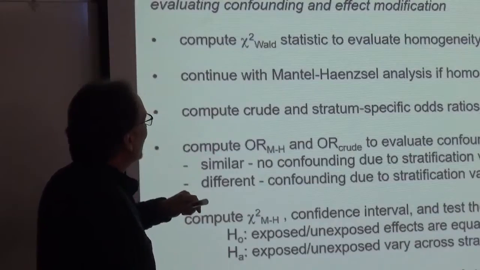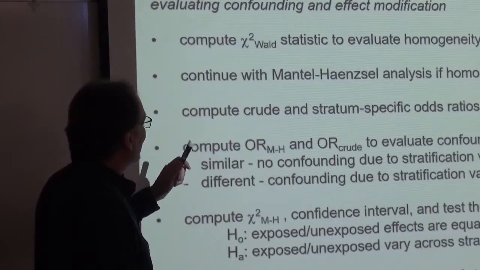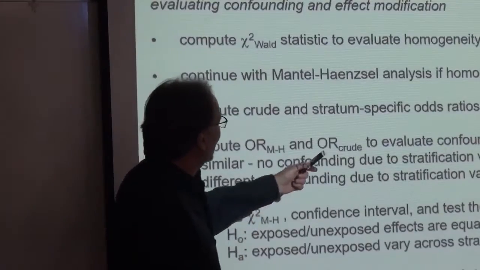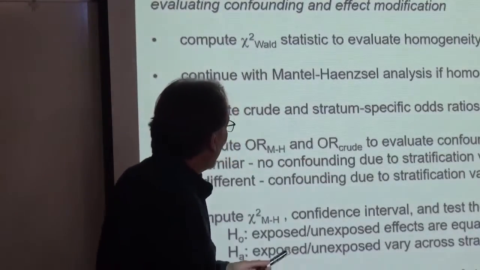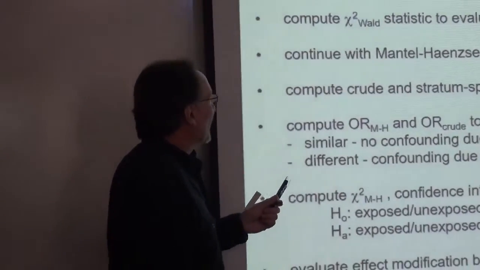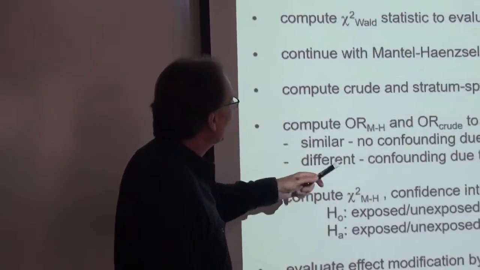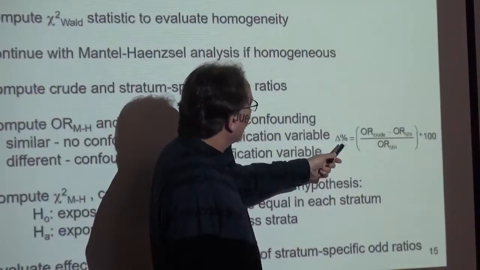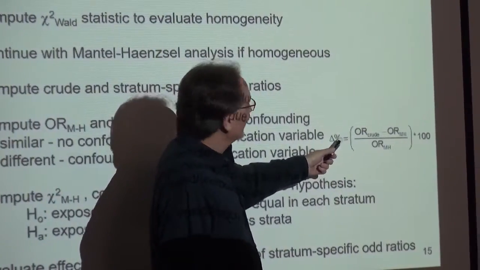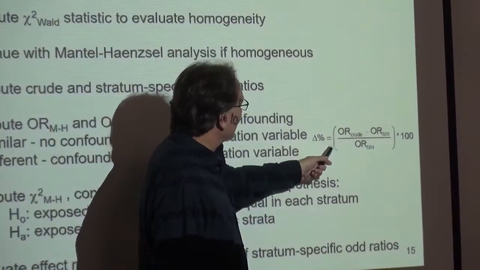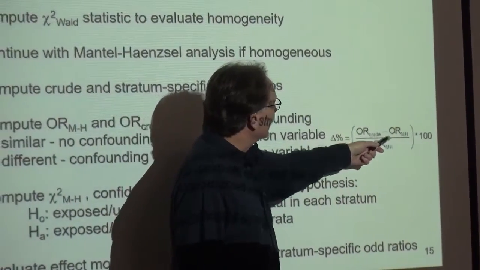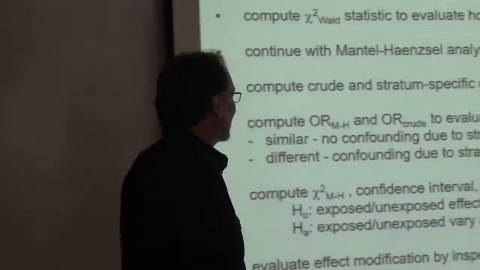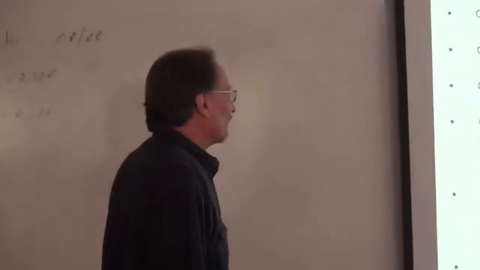And then we can calculate the crude and stratum-specific odds ratios. Then we calculate the Mantel-Haenszel odds ratio and the crude odds ratio and evaluate confounding. If they're similar, there's no confounding. If they're different, there's confounding. The way that we determine difference is rather arbitrary, but it's by a delta percent: crude minus Mantel-Haenszel over Mantel-Haenszel, times 100. Like I said, I'll give you an example.